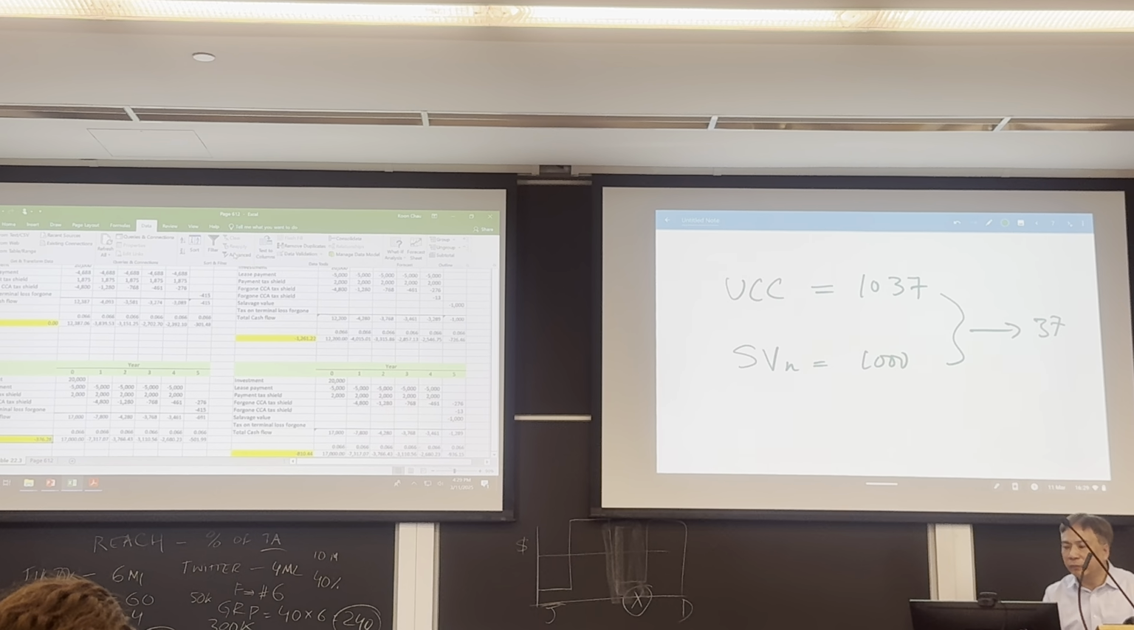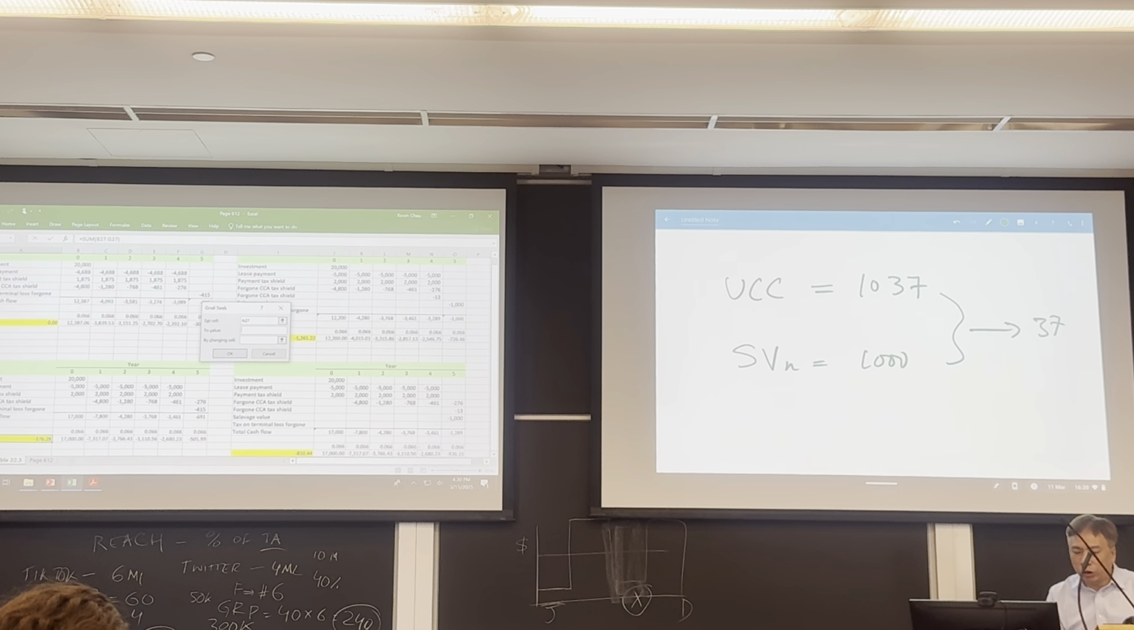The same thing, I just go with What-If Analysis. This time I want this 827 equal to 0 by changing my lease payment, which is this one. Yep. So that's how.